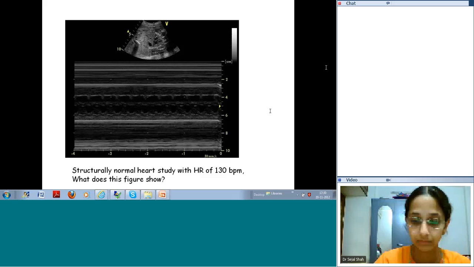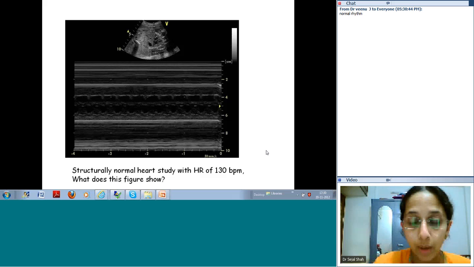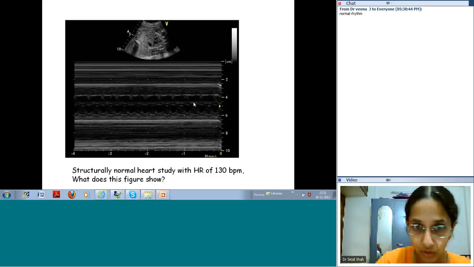Yes, so this is M mode of the atria and the ventricle. As you can see here, this is the atrial activity and this is the ventricular activity, which shows atrioventricular coordination. So M mode is one way to find out what is happening to the rhythm of the baby's heart, and we need to understand that there are certain limitations of M mode. Can you name some limitations of M mode?